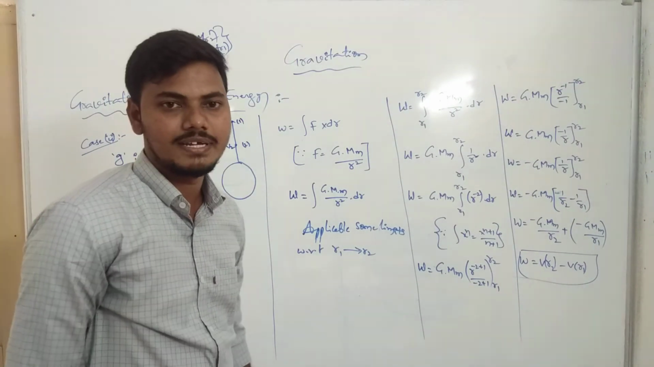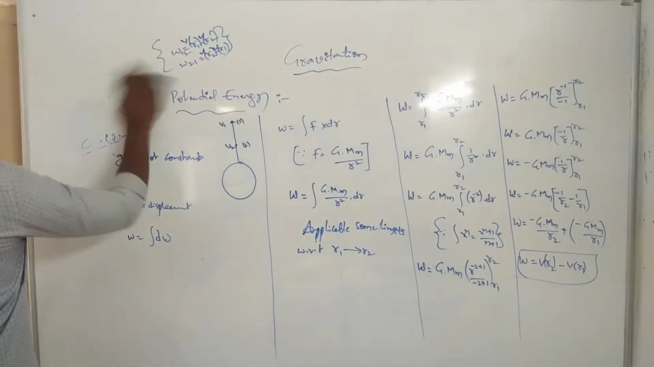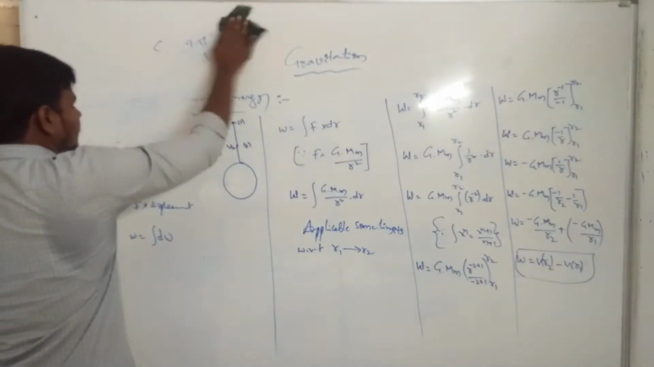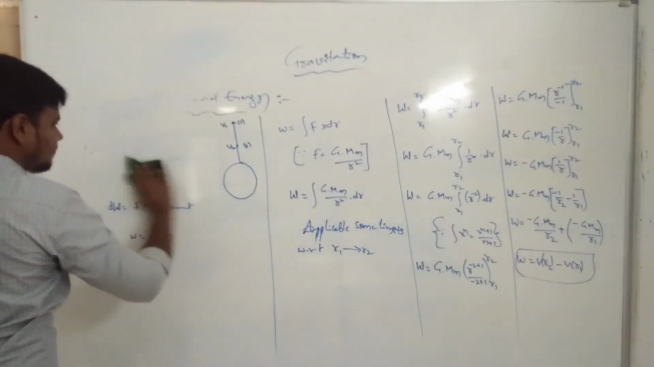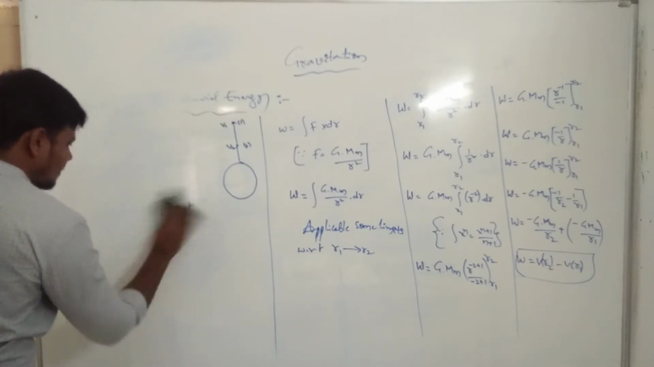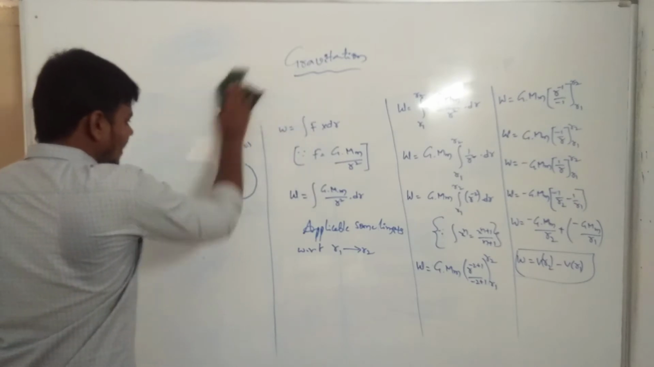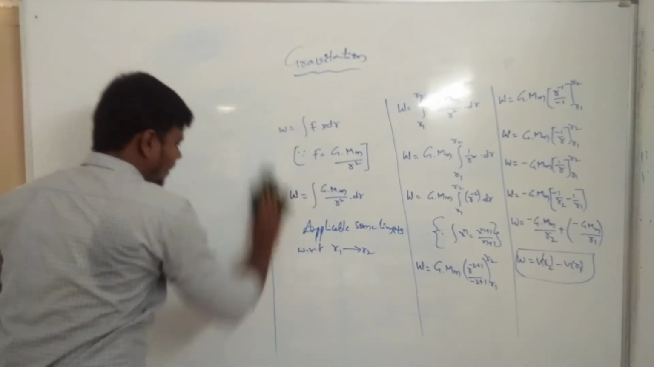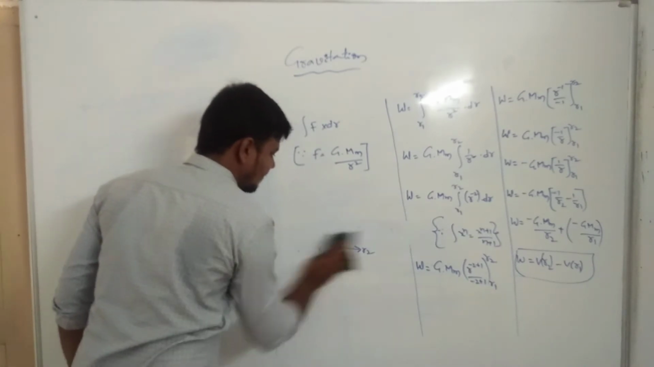Conclusion of gravitational potential energy. Now what is the conclusion? Conclusion part of gravitational potential energy. So what is the equation of gravitational potential energy? Our previous one: W is equal to V of R2 minus V of R1.